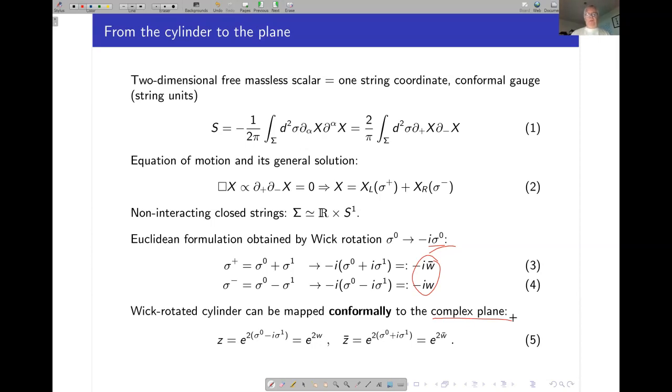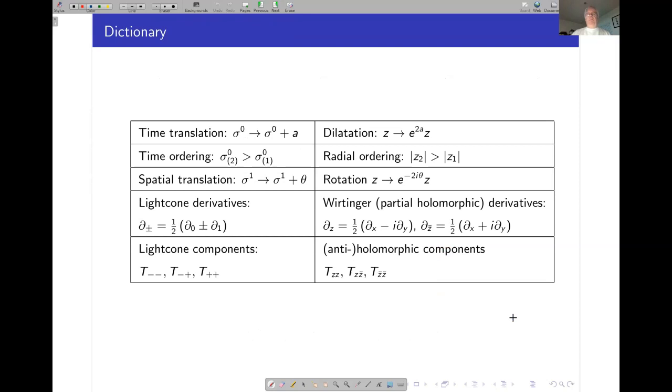Different conventions are defined in books. In my conventions, it looks like in Formula 5. And then I showed you a picture last time. Maybe I don't need to show it again, but you can then work out a translation, how things relate from the old language of the Lorentz signature cylinder to the Euclidean plane. Most importantly, time translations are now dilatations or scale transformations. Therefore, time ordering is radial ordering. And translations along the string become rotations in the complex plane.